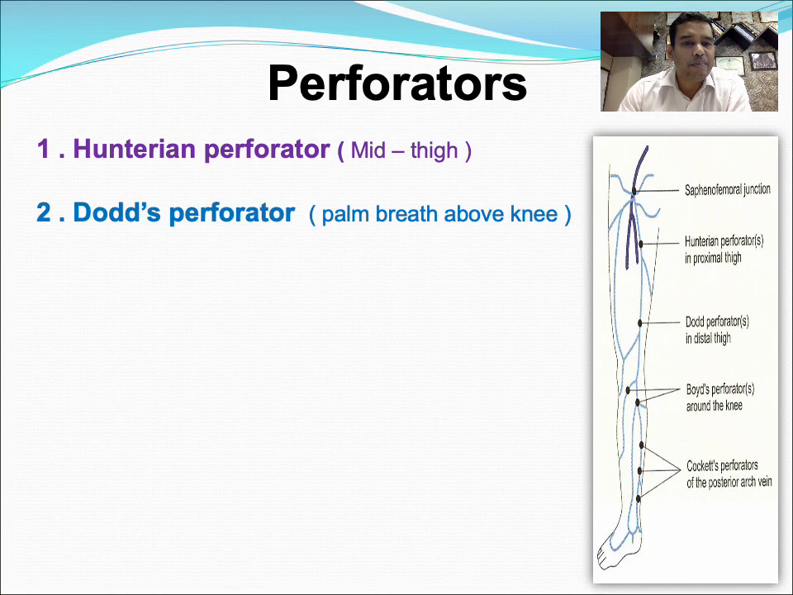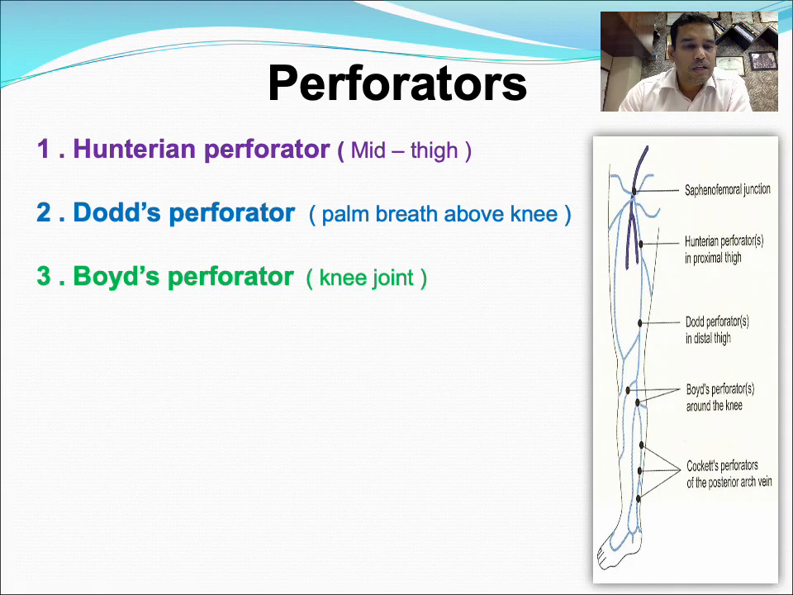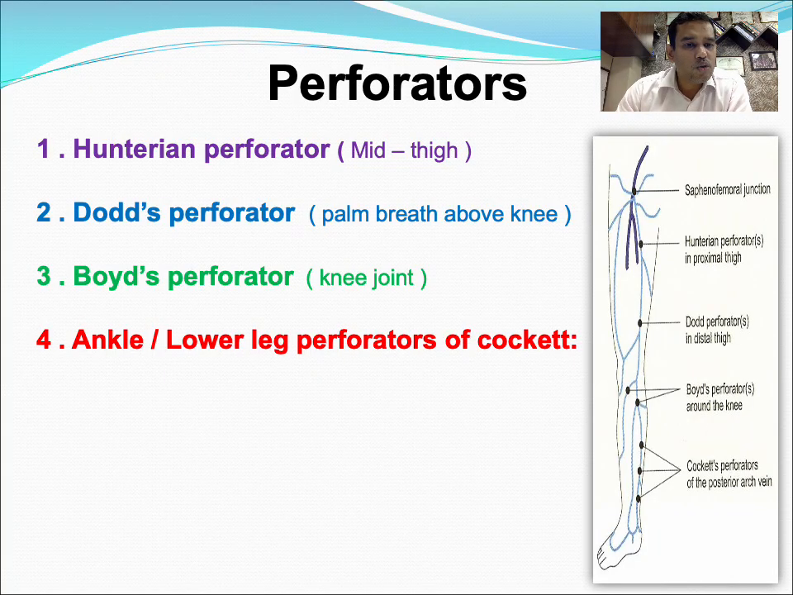One is the Hunter canal perforator, that is usually present in the mid thigh region, around the Hunter canal region. Next is the Dodd perforator, that is approximately a palm breadth above the knee joint. Third is the Boyd perforator, that is present just below the knee joint. Fourth group of perforators is the ankle, also called the lower leg perforators of Cockett.